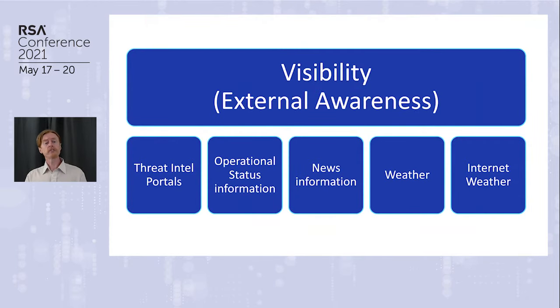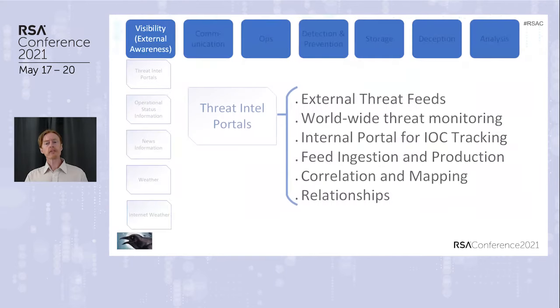The first category is visibility. Visibility in the context of external awareness. My SOC needs to be aware of the things that are happening out there. And so this includes threat intelligence portals, the way that we ingest information. We might have a data feed that we're ingesting related to threat information. We might also use that technology or a different one where, if we're capable and mature enough to produce threat intelligence, we're then disseminating that information to our partners who we've agreed to share threat intelligence with.